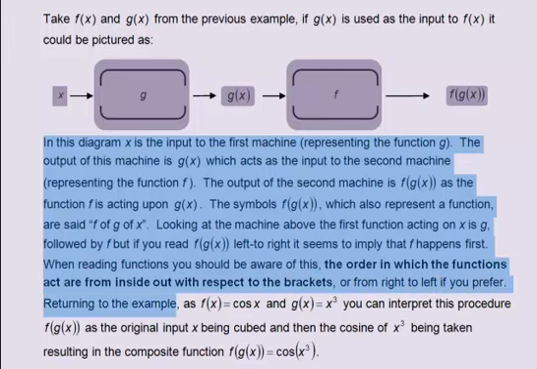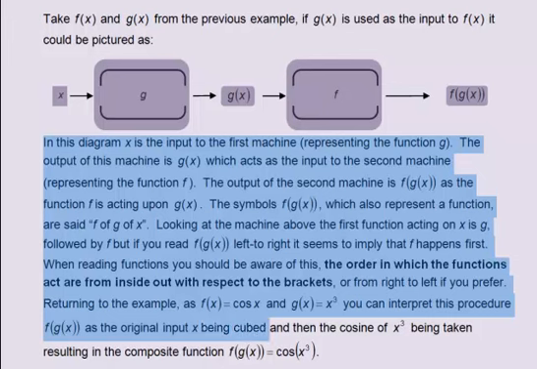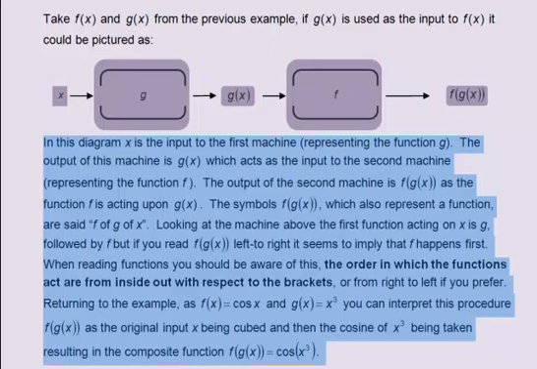Returning to the example, as f of x equals cos x and g of x equals x cubed, you can interpret this procedure, f of g of x, as the original input x being cubed and then the cosine of x cubed being taken, resulting in the composite function f of g of x equals the cosine of x cubed.